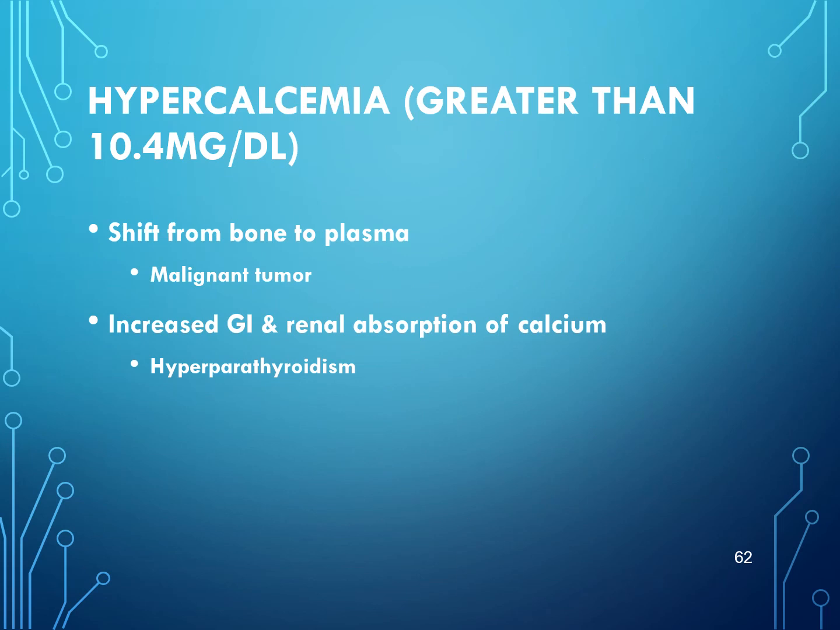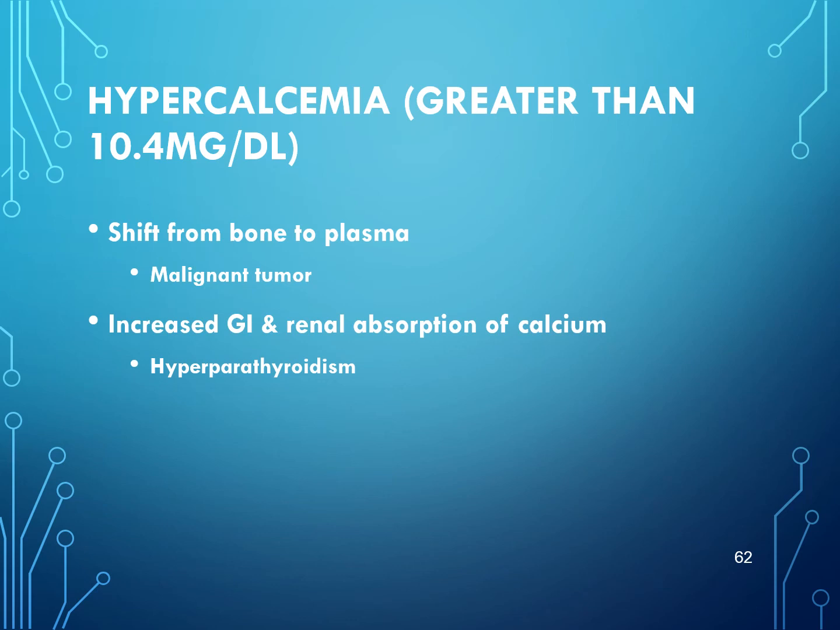Hypercalcemia. There are two major causes that we're going to talk about today. The first one is a shift from the bone to the plasma. And in this case, it's a lot of times caused by a malignant tumor. In the bones, it causes bone destruction, releasing that stored calcium into the blood.